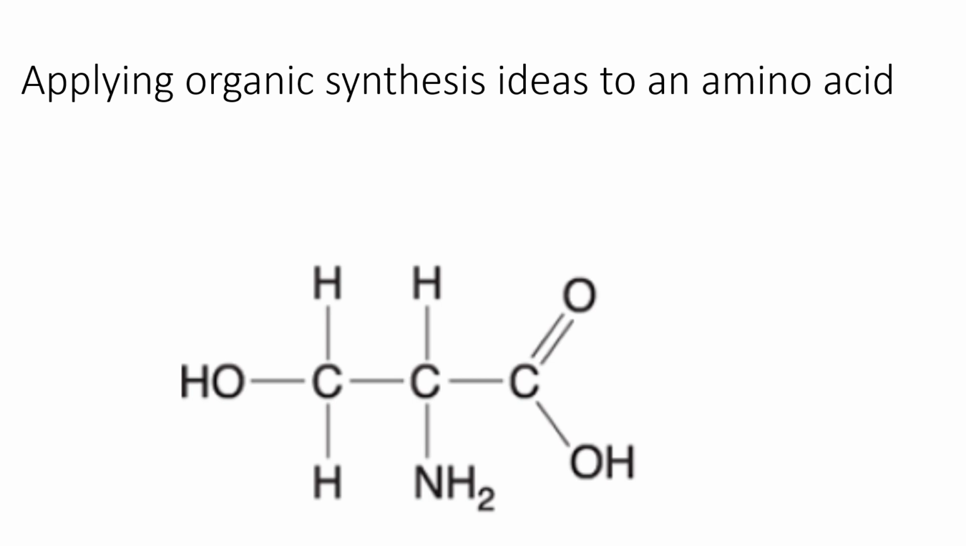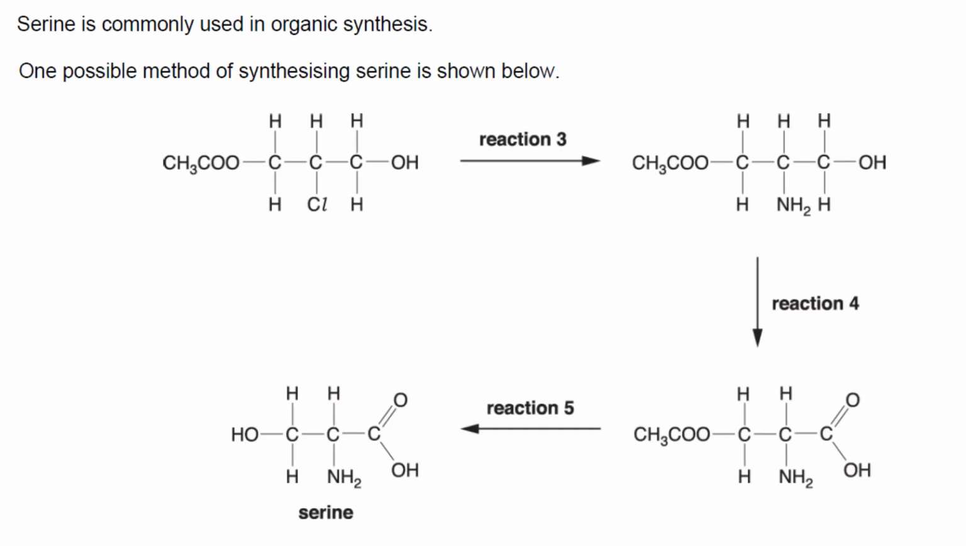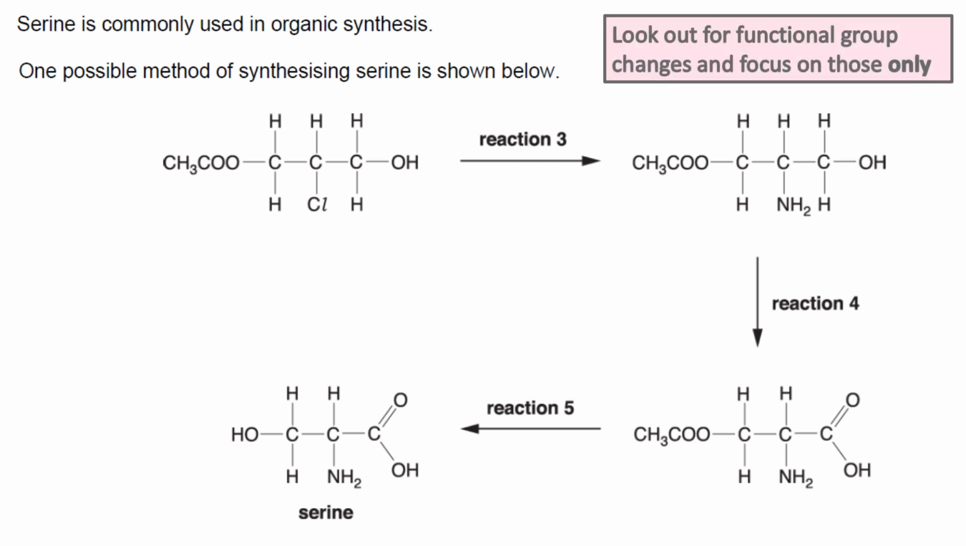So let's take our serine molecule, and what I'll do with the next section is just explore the ways in which serine could be made. It says one possible method of synthesizing serine is shown below, and I'm just going to take you through the changes. Rather than actually do the question and what specifically they're asking for, I'm just going to explore the functional group changes as you go from one thing to another.